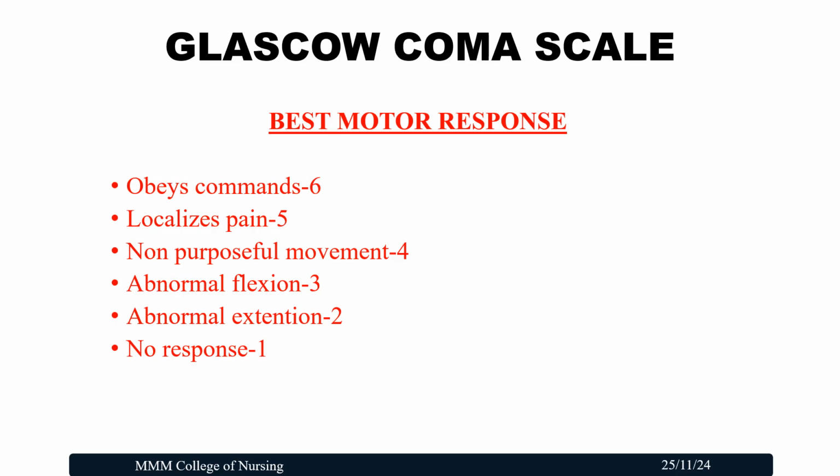And non-purposeful movement, if the patient is non-purposefully shaking the hands or legs, give the score 4. And abnormal flexion, if you try extending the hand and the patient flexes abnormally, give score 3. And abnormal extension, give the score 2. No response: if you ask the patient to raise the legs and hands and the patient does not obey, give the score 1.